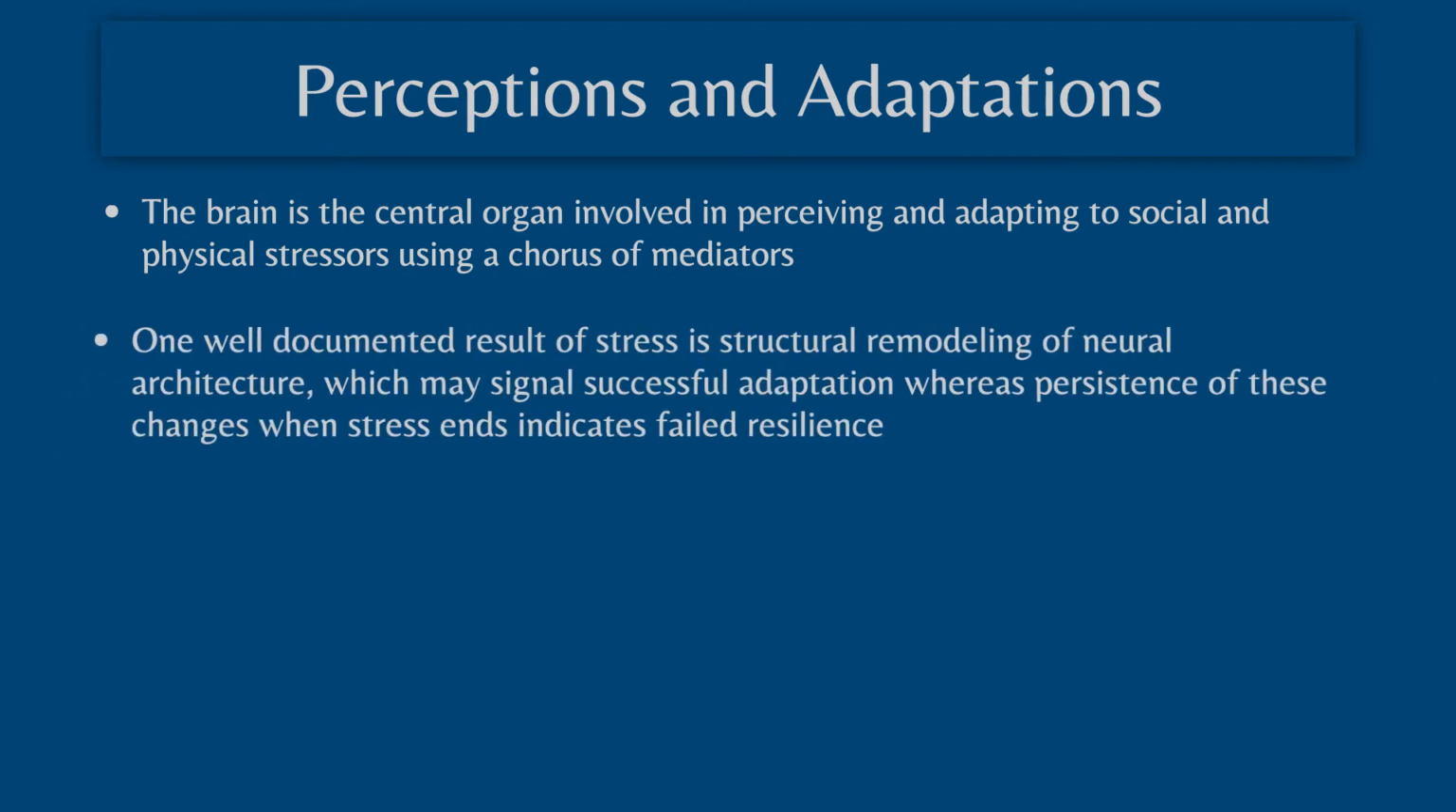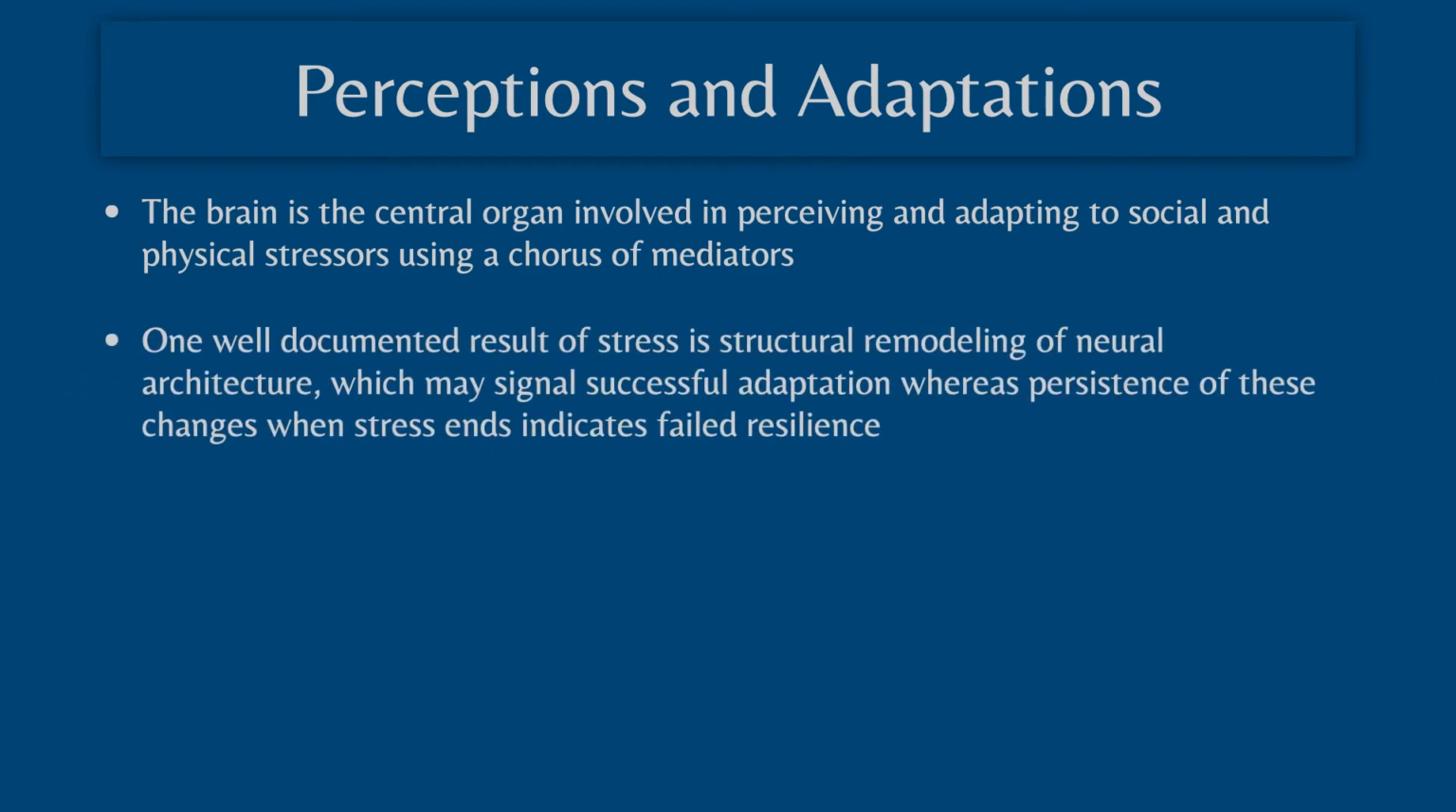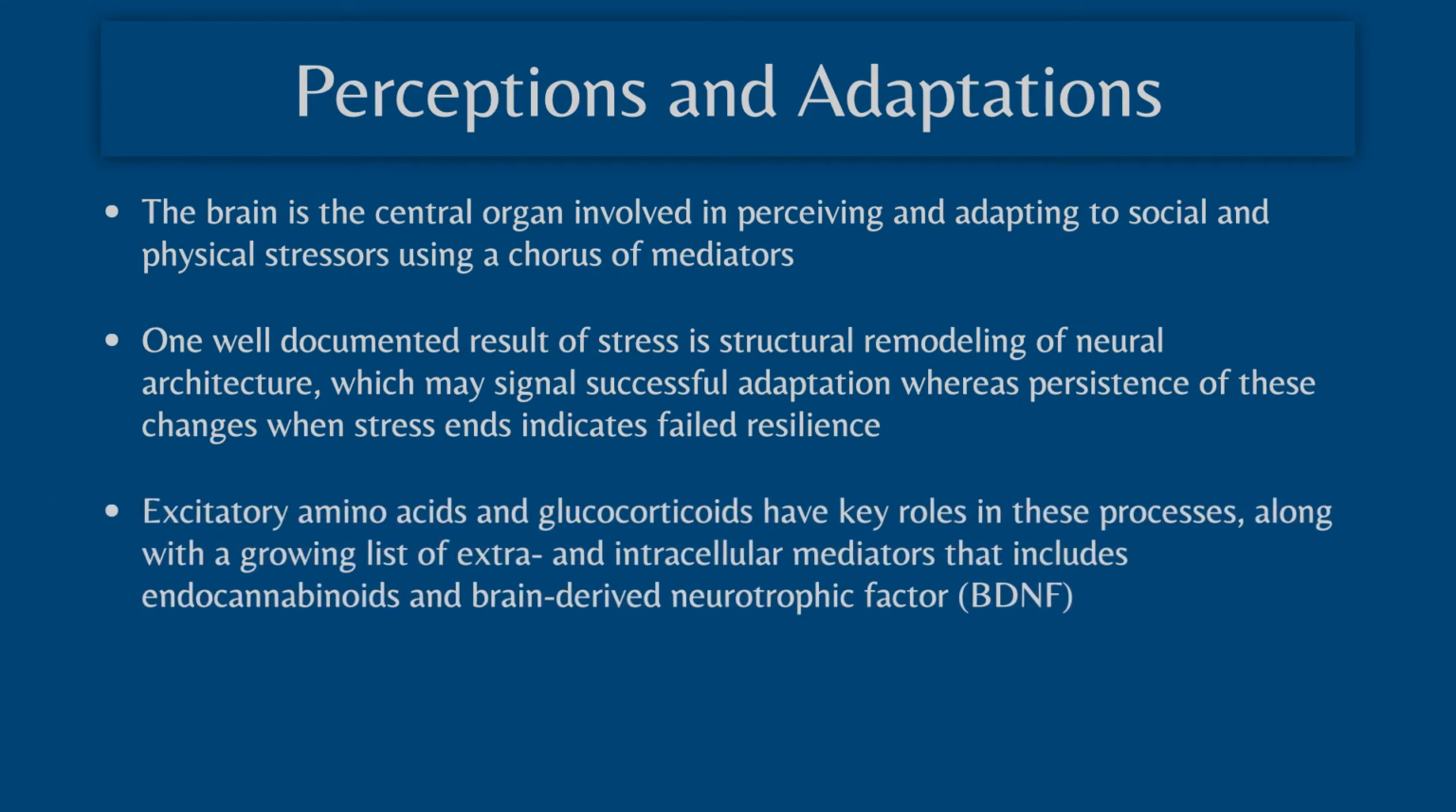A key result of stress is structural remodeling of the neural architecture in the brain, which may be a sign of successful adaptation, whereas persistence of these changes when stress ends would indicate failed resilience. Excitatory amino acids and glucocorticoids have key roles in these processes, along with a growing list of extra and intracellular mediators that include endocannabinoids and brain-derived neurotrophic factor, or BDNF.